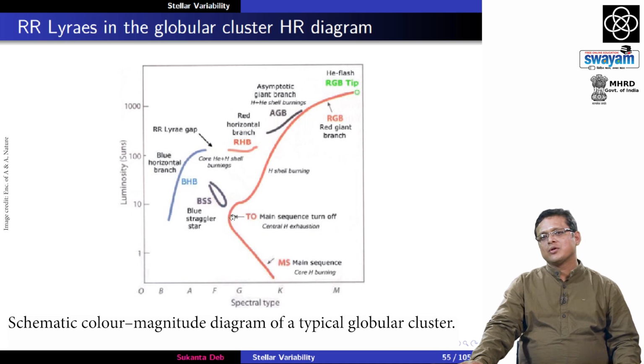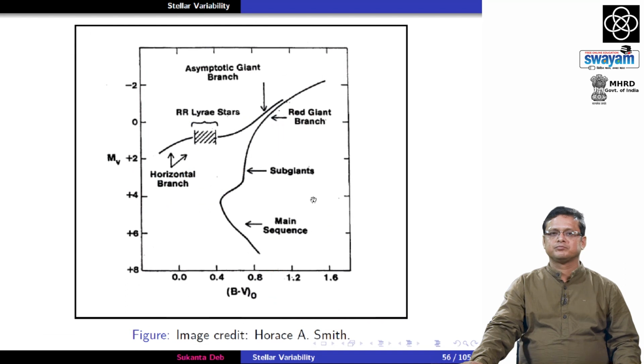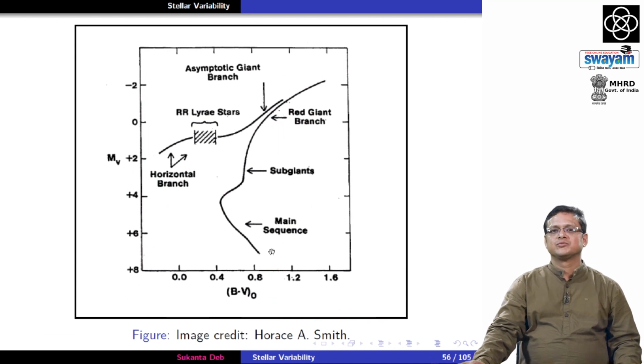Also shown are the different branches of the evolution of a star in the globular cluster HR diagram. So, this shows the different parts like main sequence, subgiants, red giant branch, and they reach the RR Lyrae branch. This is RR Lyrae, and when the star reaches this position, they burn helium in their core, and they are known as the horizontal branch stars.